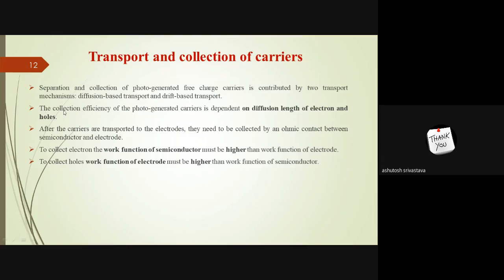Here we can see the collection efficiency of the photo-generated carriers. These photo-generated carriers are nothing but the carriers that are generated because of the absorption of photons, and their collection efficiency means how many of them have been generated, and out of those generated, how many have been collected, which depends on the diffusion length of the electron and hole. So what is this diffusion length? Diffusion length is basically that when an electron is generated anywhere, it has some lifespan. In that lifespan, whatever distance it travels is called the diffusion length.